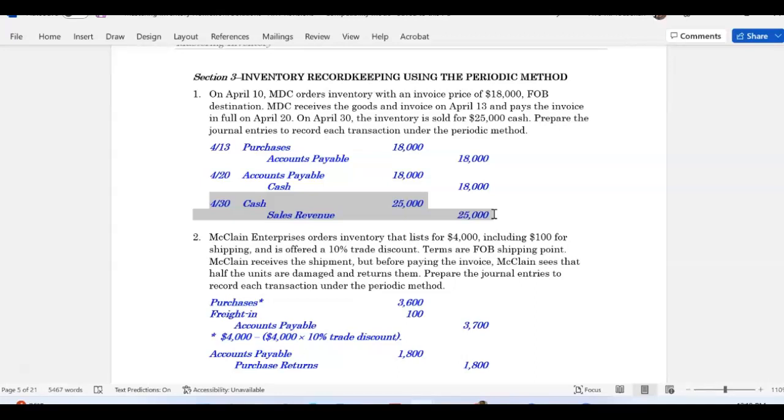No other account is getting updated. The inventory account still shows last year's December 31st balance. So the only thing we recognize when we sell something is the sales. Prepare the journal entries to record.